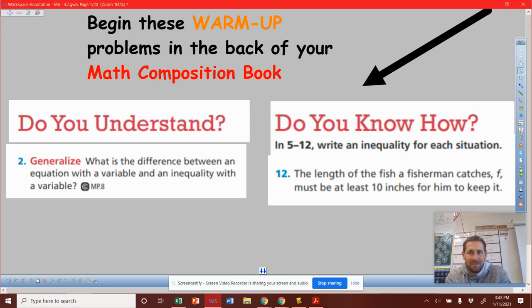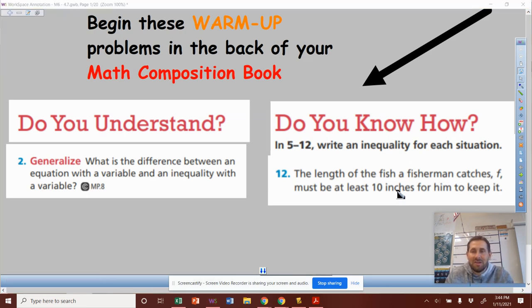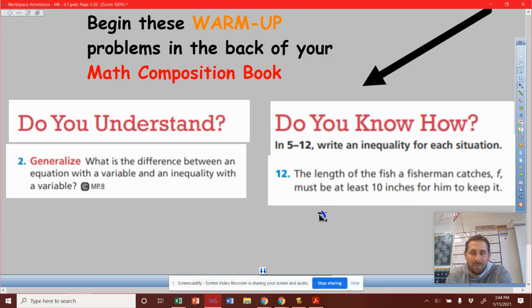And then so let's go to the do you know how? I think this is one that we ended yesterday with that you guys all just did outstanding. Okay, so the length of the fish a fisherman catches, F, must be at least 10 inches. So we know our critical values. We have F and we've got the 10 inches. So it must be at least.